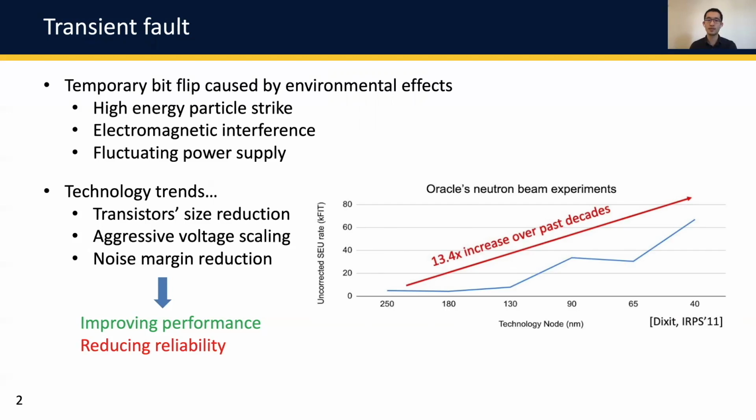The Oracle's neutron beam experiment also demonstrated that the transient fault rate has increased 13.4 times over the past decades, and the situation will become even worse as the transistor size keeps shrinking. As a result, we need to provide transient fault protection schemes on both current and future systems.